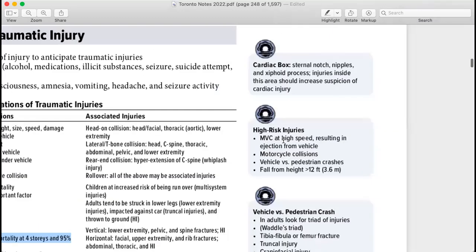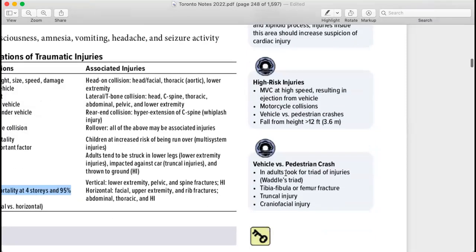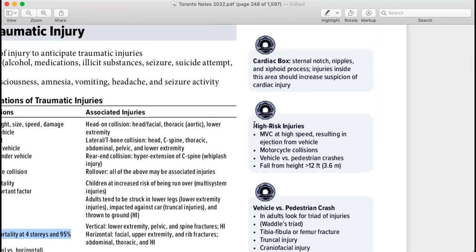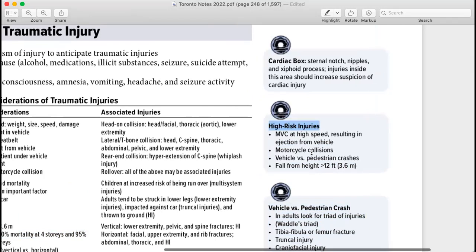High risk injuries: motor vehicle collisions, including ejection, vehicle versus pedestrian, and a fall from a height of more than 12 feet. Vehicle or pedestrian crash in adults: tibia, fibula, femur, truncal injury, or craniofacial injury. So these are the very common ones which happen in the collision and the pedestrian case. So please remember this one, high risk injuries. What are the high risk injuries? Because they like to test this one, and I have seen this question somewhere.